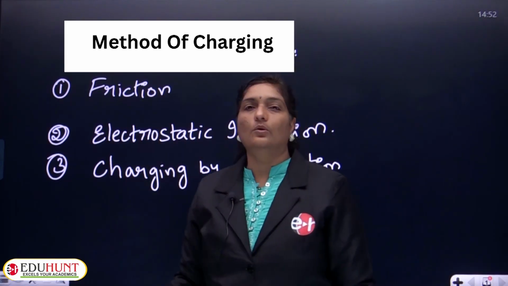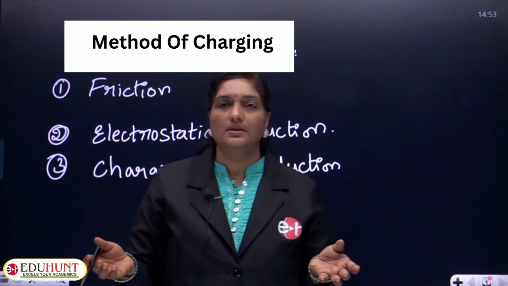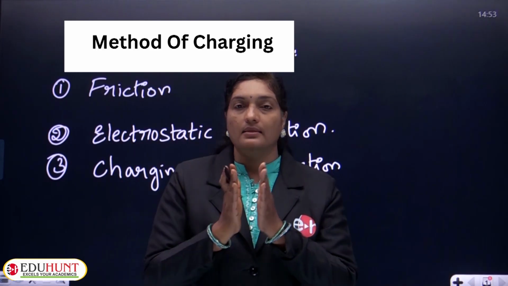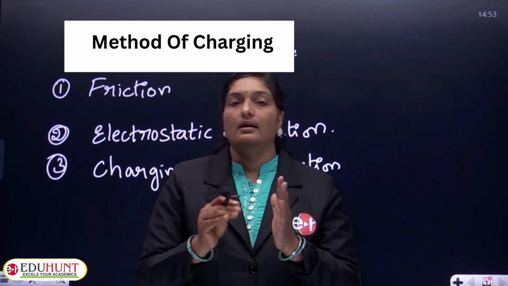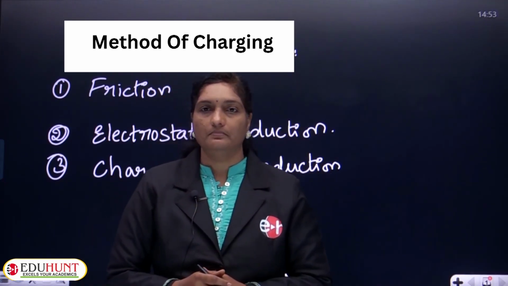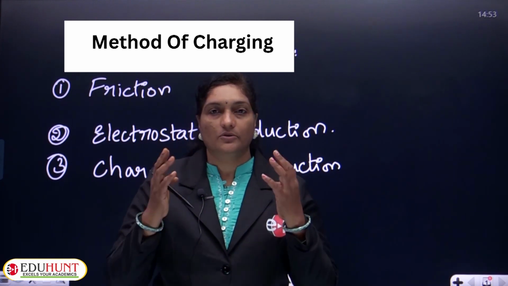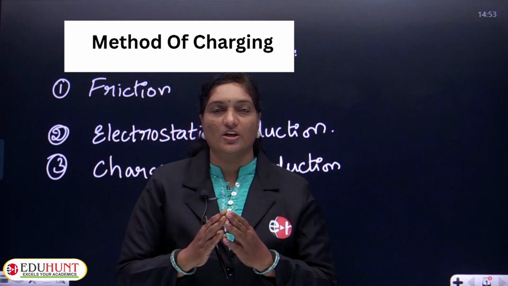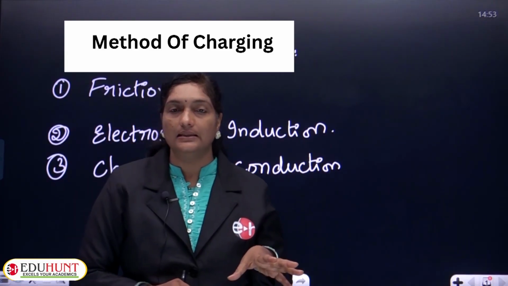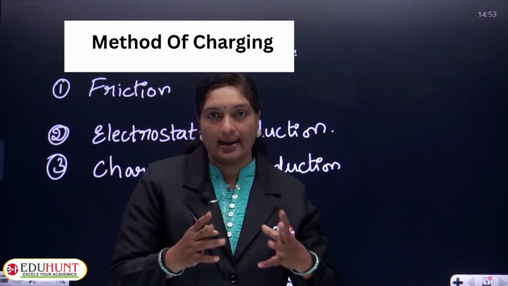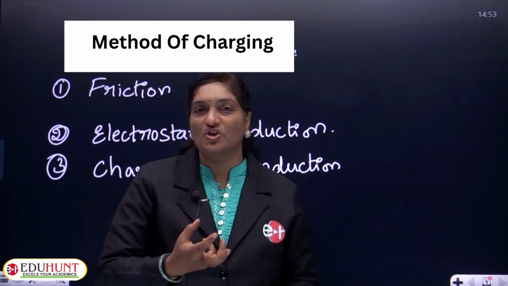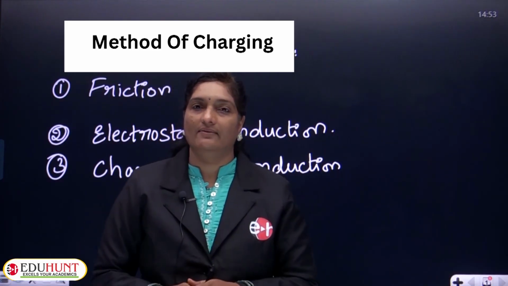As we already know, friction means when two surfaces or two bodies are rubbed one against the other, there is a tendency that electrons will transfer from one body to another body. So whenever two bodies are rubbed against each other, electrons get transferred from one body to another. As a result, the body which loses its electrons will become positively charged, whereas the other body which gains the electrons will become negatively charged.